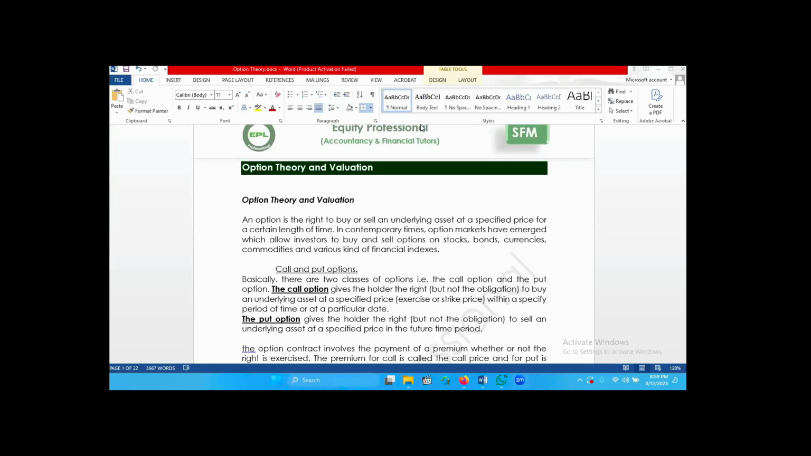Let's go on. You can obtain a right to buy an asset. In that case, you are talking of a call option. Or you can obtain a right to sell an asset. In that case, you are talking of a put option. Next.